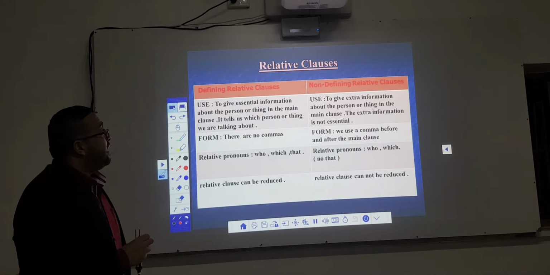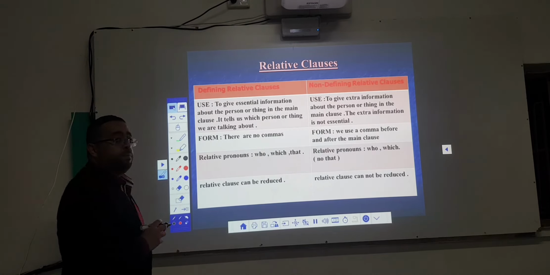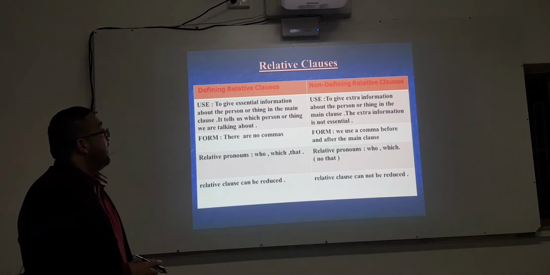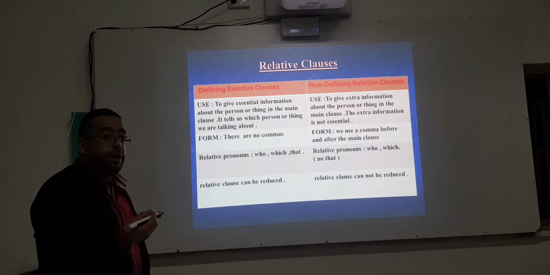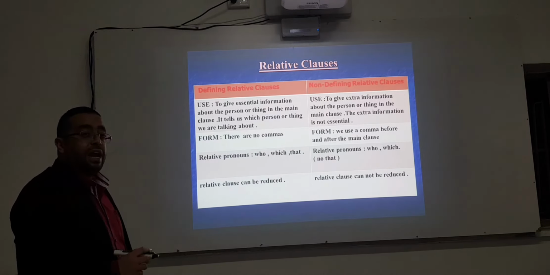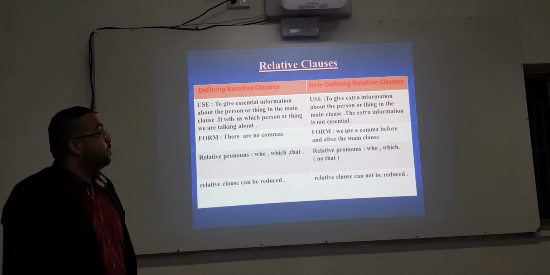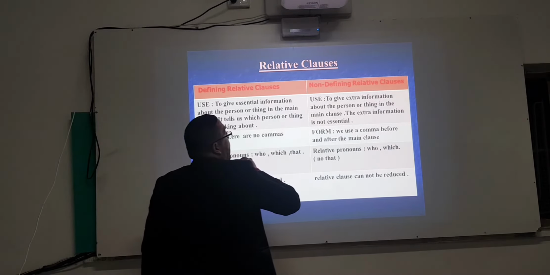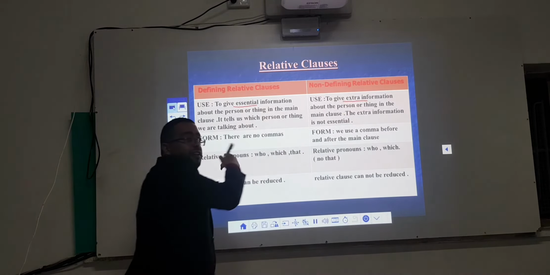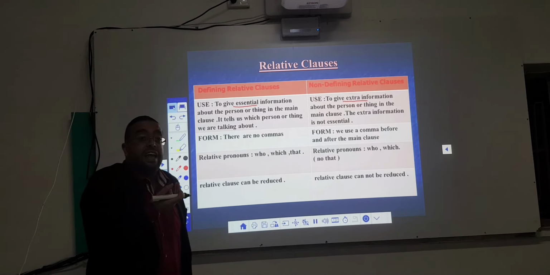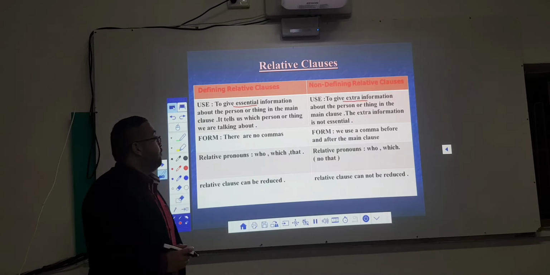Here, a table summarizes the difference between defining relative clauses and non-defining relative clauses. The first use: in defining relative clauses, the clause gives us essential information about the person or thing in the main clause, and it tells us which person or which thing we are talking about. But non-defining relative clauses give extra information. Here the information is very necessary, but in non-defining, the information is extra.